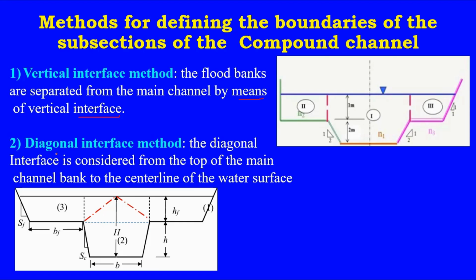And also we have the diagonal interface method. The diagonal interface is considered from the top of the main channel bank to the center line of the top water surface. So you have this center point, and you will just draw a diagonal. Then we will compute such areas. Different areas will be computed. Then we can compute the discharge flowing through this compound section.